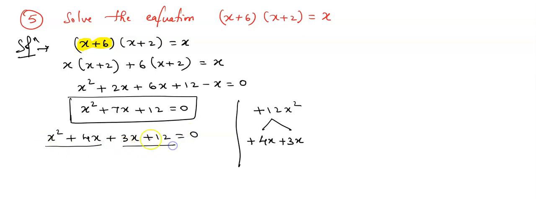Now we can see this is one pair and this is one pair. In x square plus 4x we can take x as common.